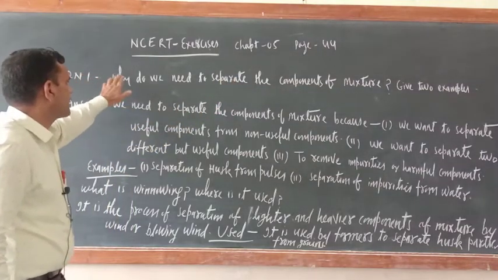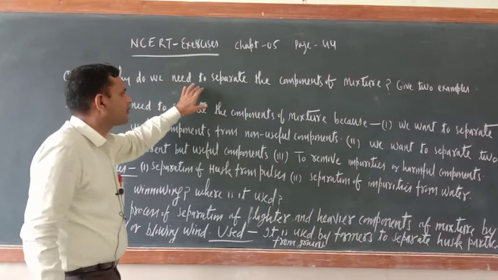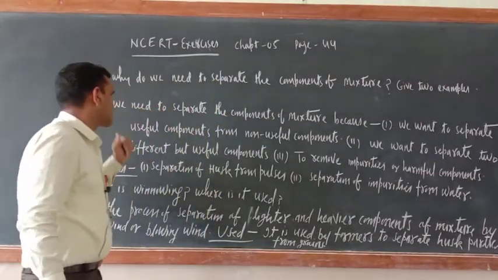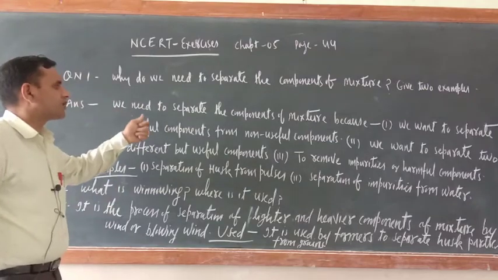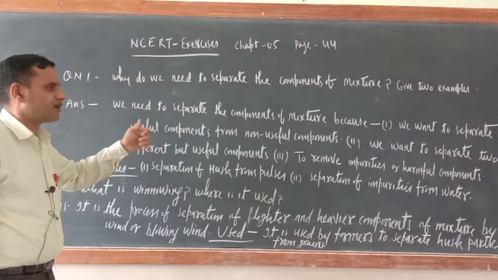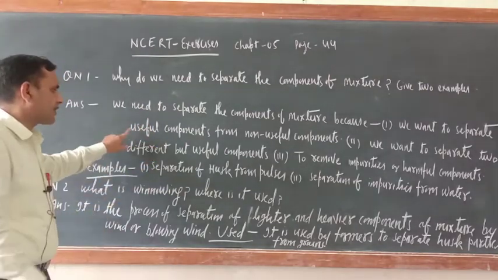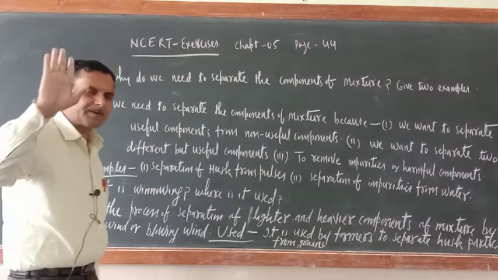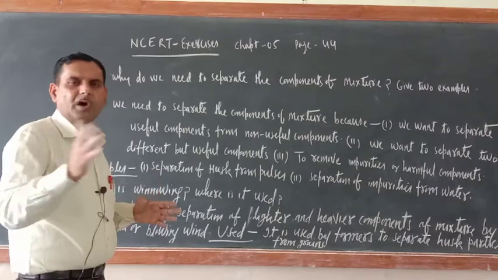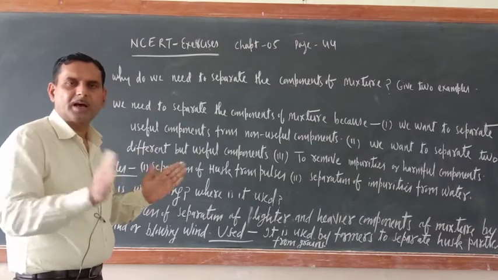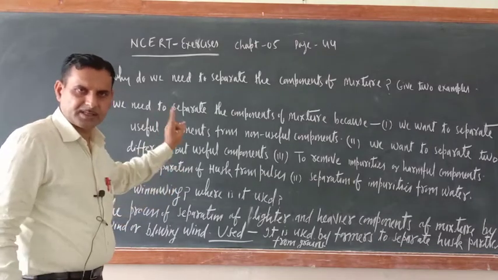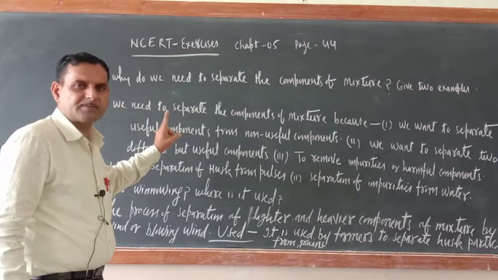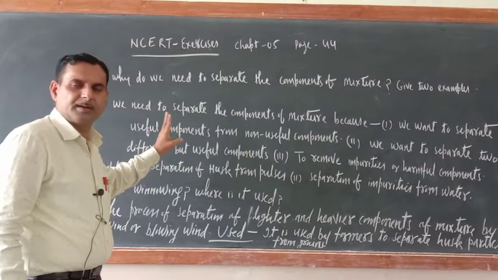The first question is, why do we need to separate the components of a mixture? Give two examples. Just try to understand. We need to separate the components of a mixture because we need to separate useful components from non-useful components. The first purpose is very clear. We want to separate the useful and non-useful components. That is the first reason why we should go for the separation of substances from the mixture.